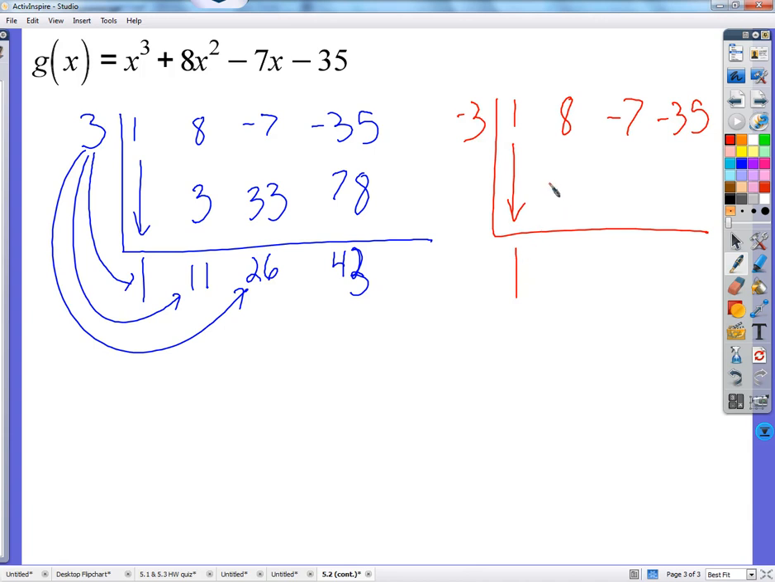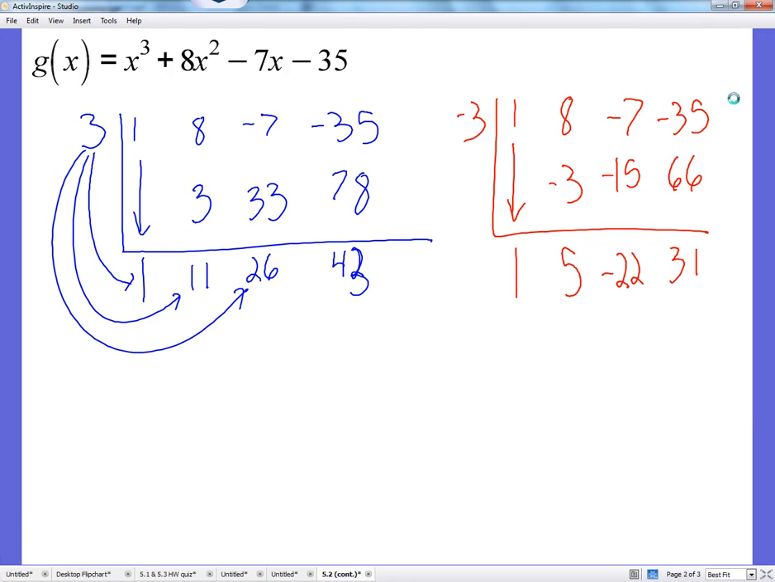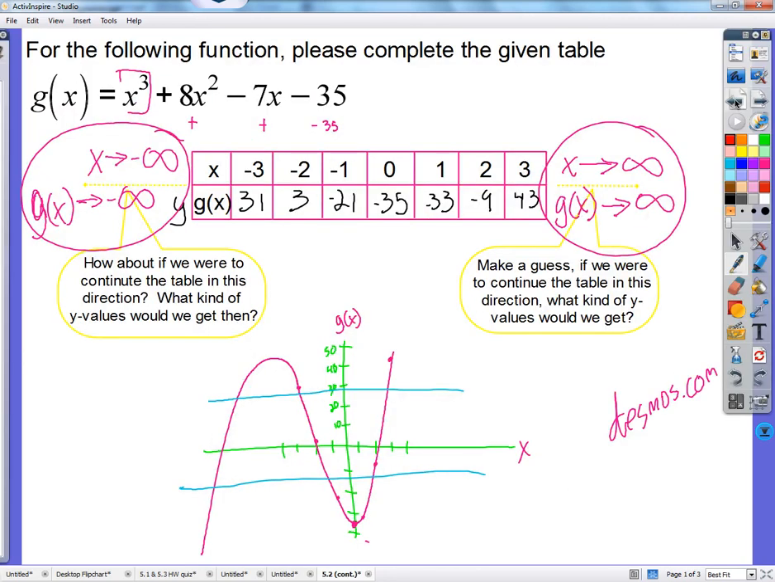Negative 3 times 1, negative 3. Add them together, 5. Negative 3 times 5 is negative 15. Negative 22. Negative 3 times negative 22 is 66. And then add these together, 66 minus 35 is 31. Yep, we go back: negative 3, 31.